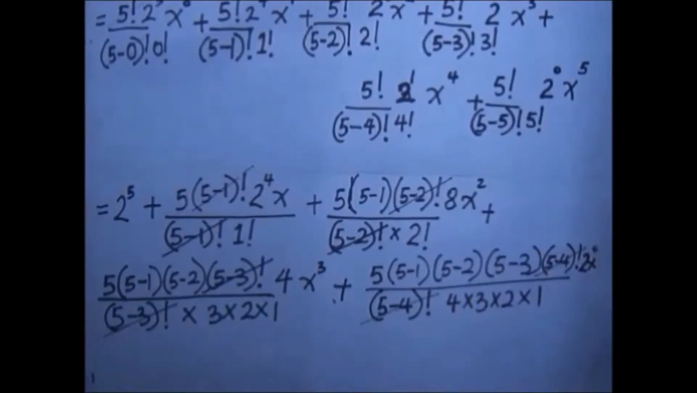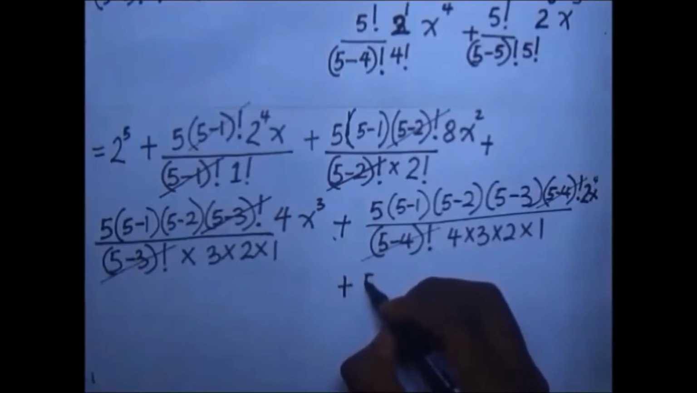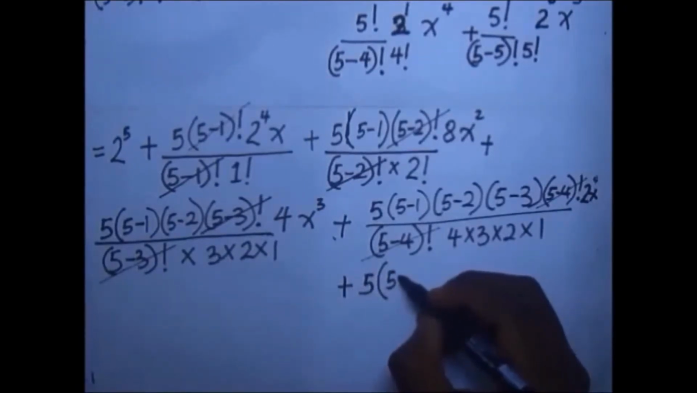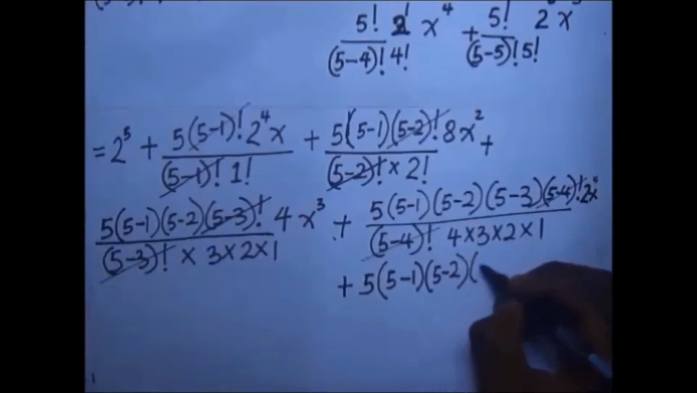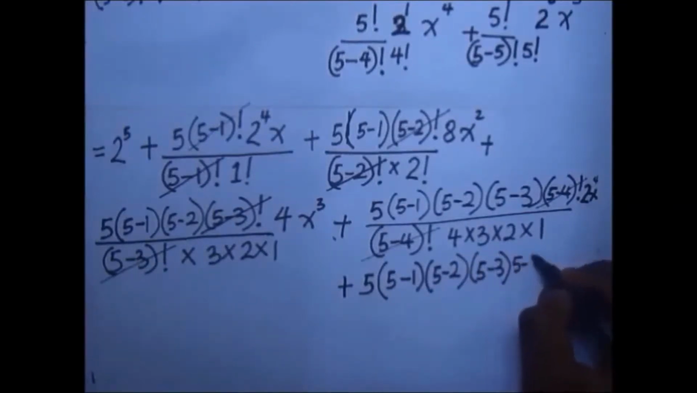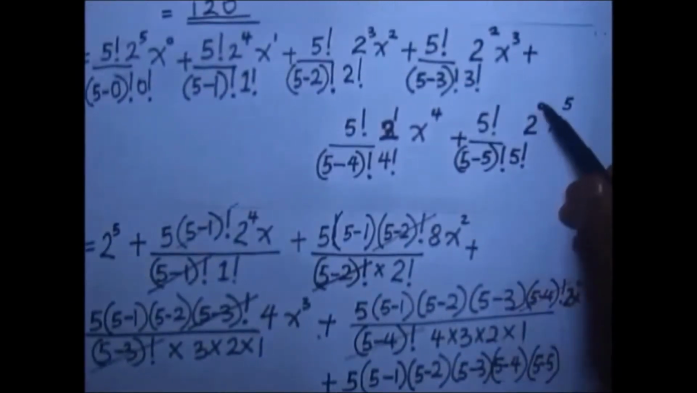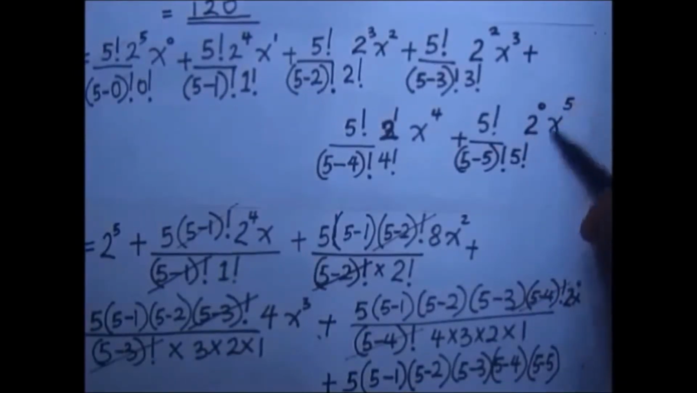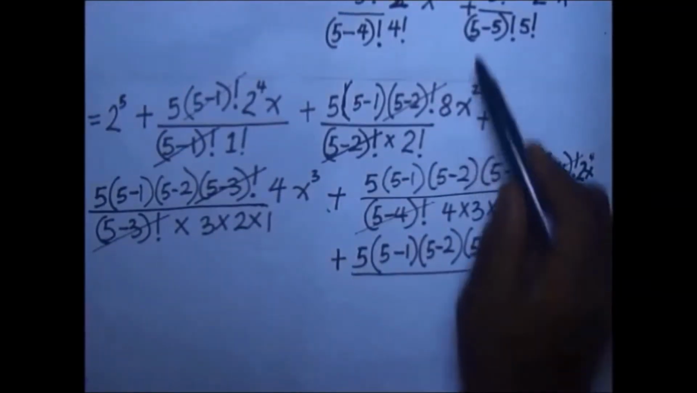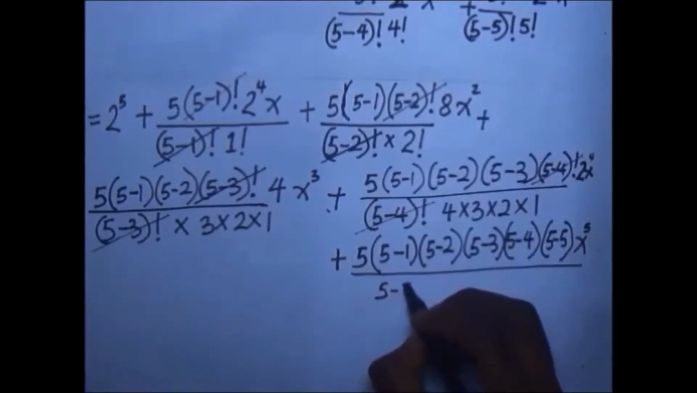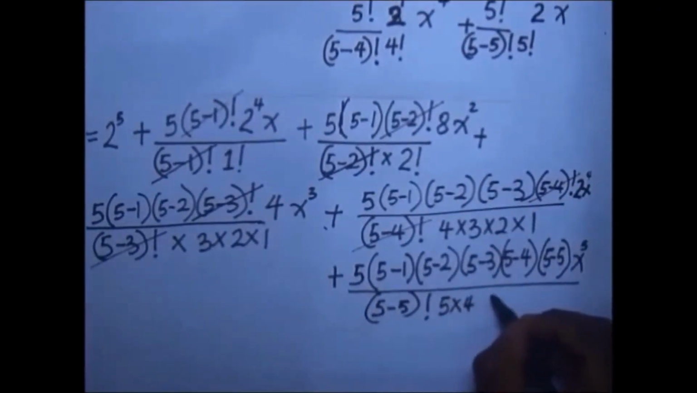Then we have that last term, let's put it here, it is quite long, plus 5 factorial, it's going to become 5 into 5 minus 1 into 5 minus 2 into 5 minus 3 into 5 minus 4 into 5 minus 5. Any number to the power 0 is 1, so 2 to the power 0 is 1, then times x to the power 5. So here we have x to the power 5, divide all that by 5 minus 5 factorial. 5 factorial here is going to be times 5 times 4 times 3.